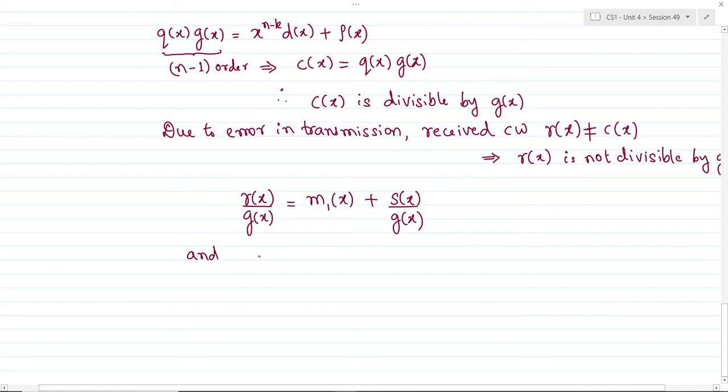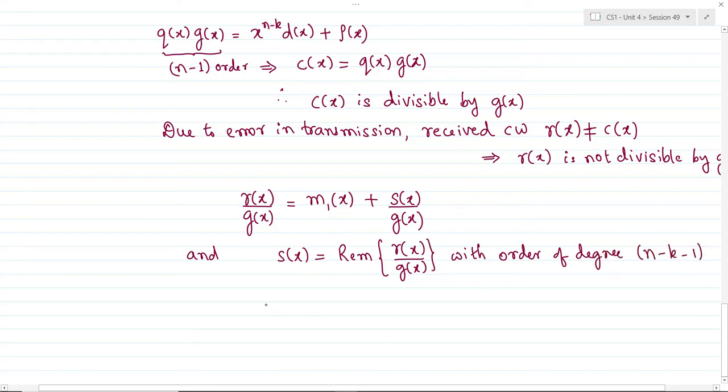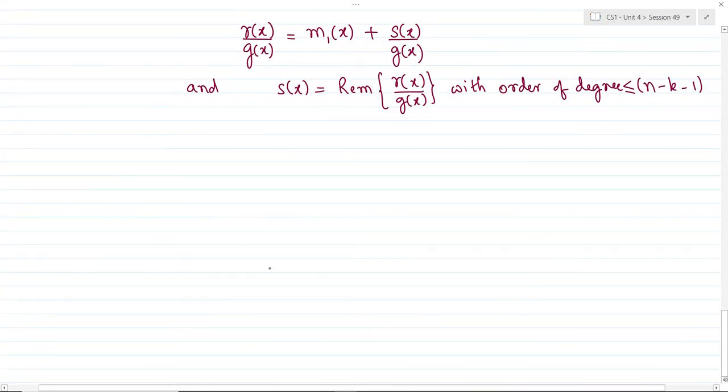The remainder can be expressed as some polynomial S of x over G of x. Okay, and this S of x is nothing but the remainder of R of x over G of x. And this will have a degree of at most n minus k minus 1. Okay, this can be proved. So this will be less than or equal to n minus k minus 1. Alternatively, we can understand this principle in a better way: the received polynomial is nothing but the code polynomial plus some error in the channel.